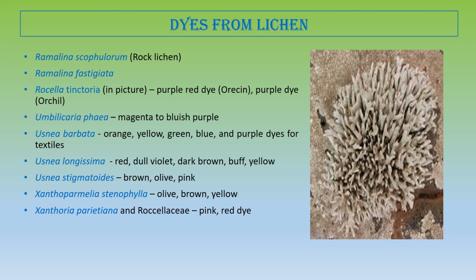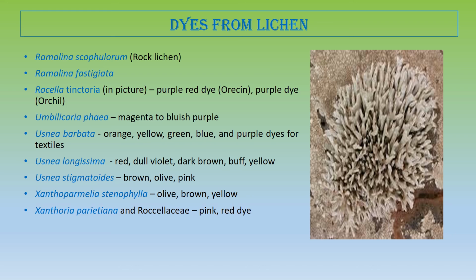Then is the Roccella tinctoria. Roccella tinctoria is actually a very important lichen, because it is a source of litmus dye. Litmus dye is obtained by the ammonia fermentation method. From this Roccella tinctoria we obtain the main dyeing material, which is orcein. So it is for this reason it is also called the orchil lichen.